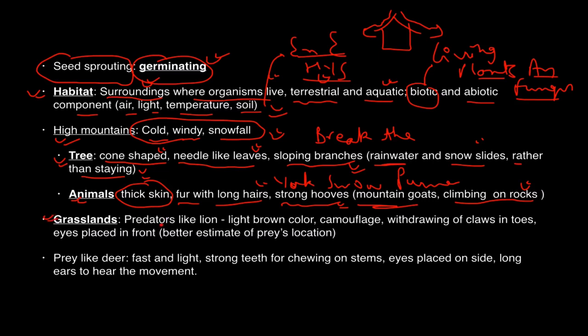Now in grasslands there are predators and prey, so they have different adaptations. For example, predators like lion are light brown in color. So prey are also more or less light brown in color, so they can hide easily. So camouflage is the term which means hiding with the environment. The most characteristic example is the chameleon, because they change their color to hide with the environment. So this is called camouflage.